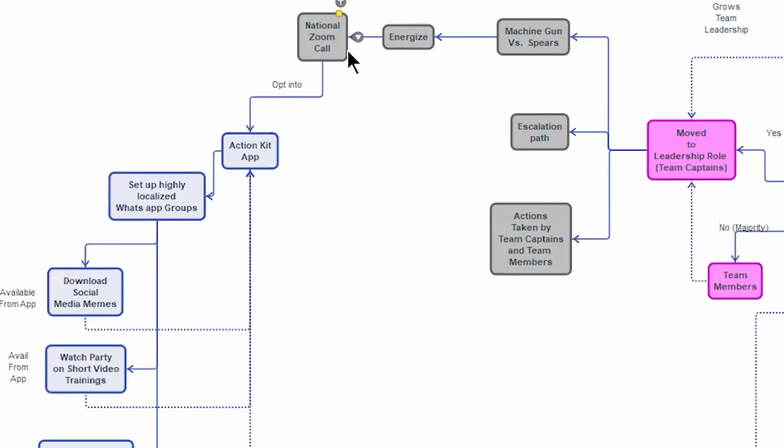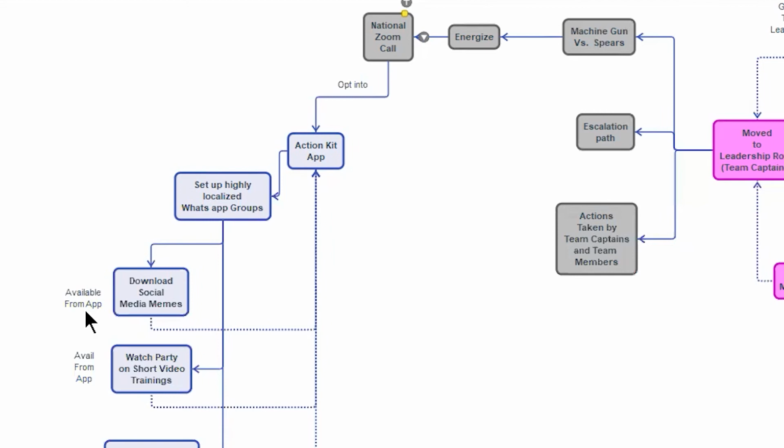The actions that they're inspired to take include participating in the Action Kit. The Action Kit is a piece of software much like an app, and this app provides the necessary tools and training for all of the members. So after they participate in the national call, they can get resources right onto their device, from their computer or mobile device. One of the things this Action Kit does is guide the team captains on how to set up WhatsApp groups.